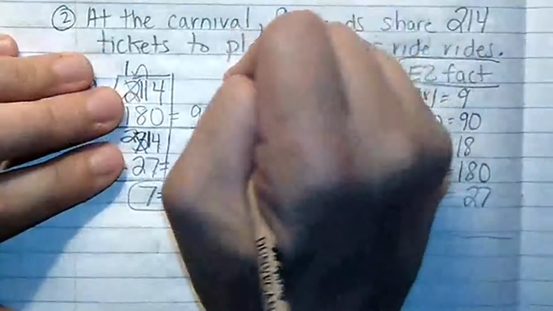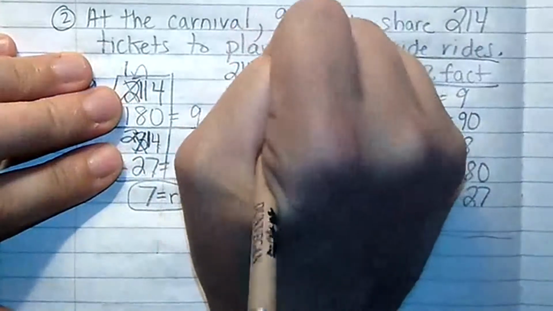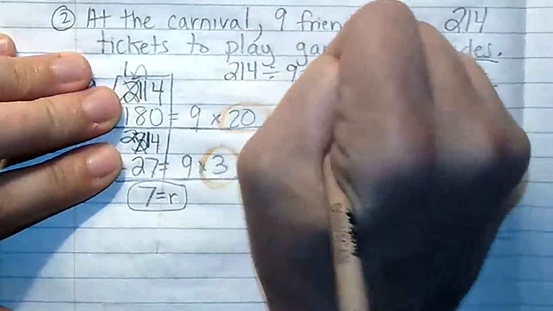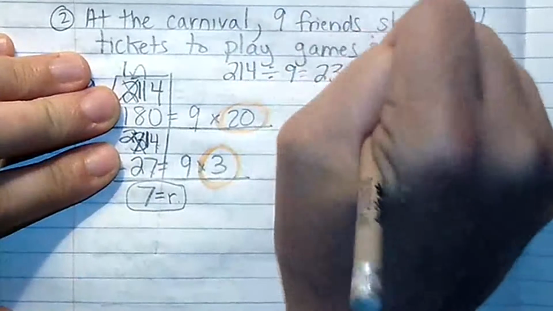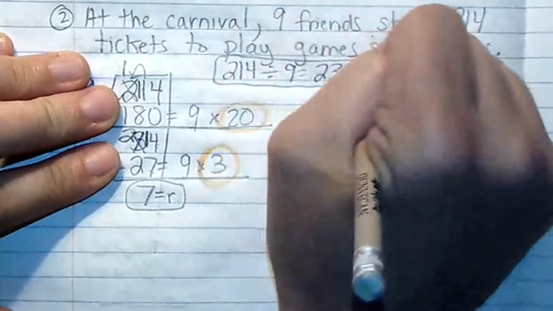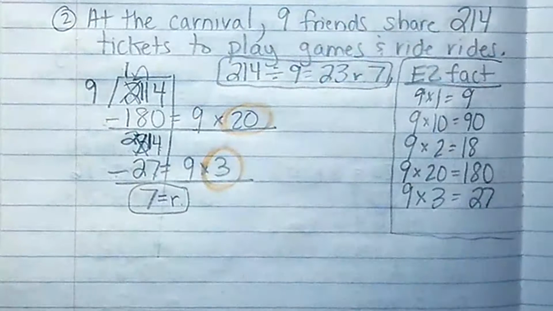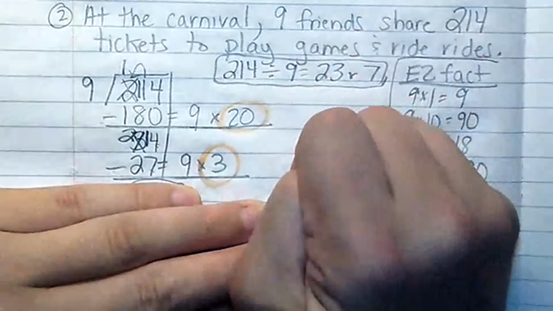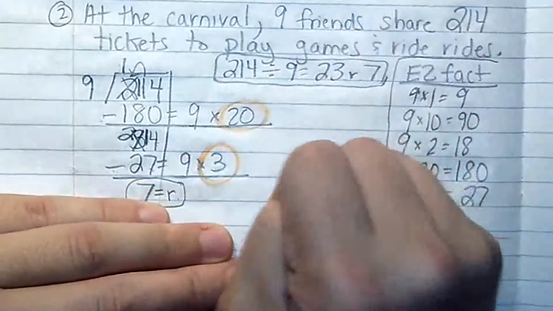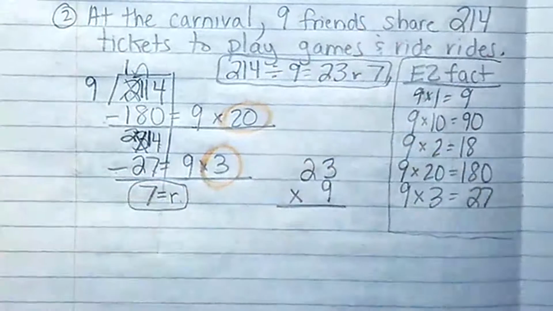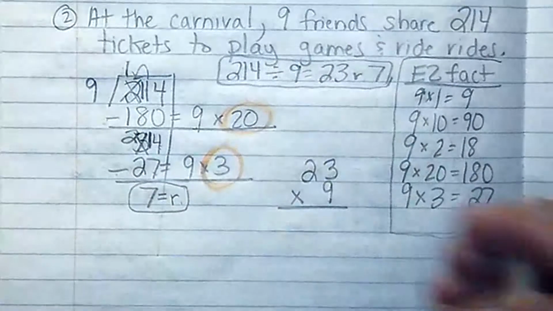So I'm going to write down 214 divided by 9 equals 23 with a remainder of 7. I need to check. I think that's the answer, but I don't know for sure. 23 times 9. I could use lattice if I wanted to. I'm going to use standard.